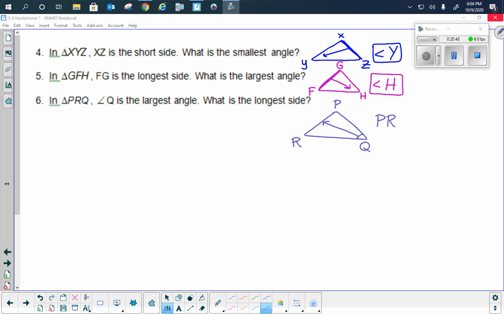Notice the symbols that go with them. So we had angle Y, angle H, and this is side PR. Just make sure that you are realizing that these are all capital letters. All capital letters. That's everything you need.